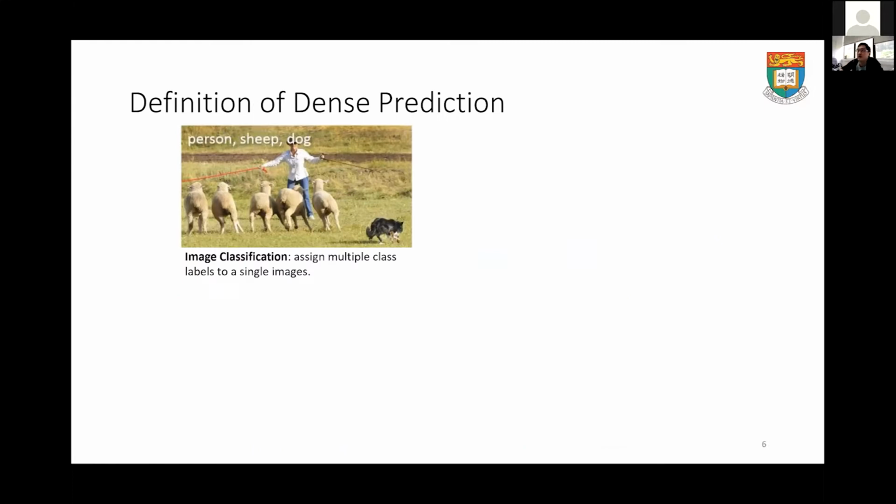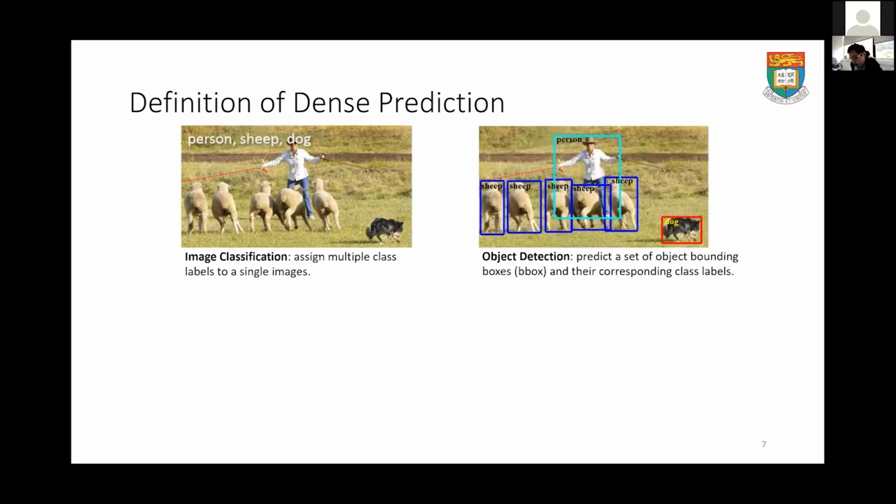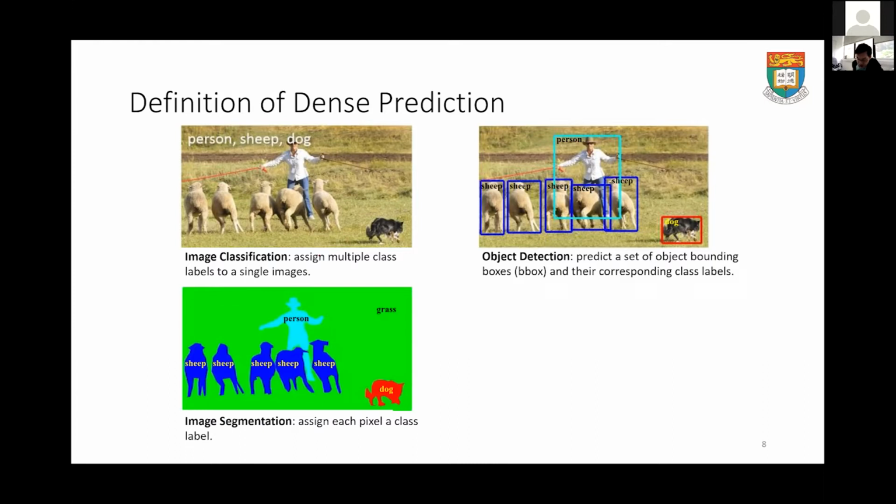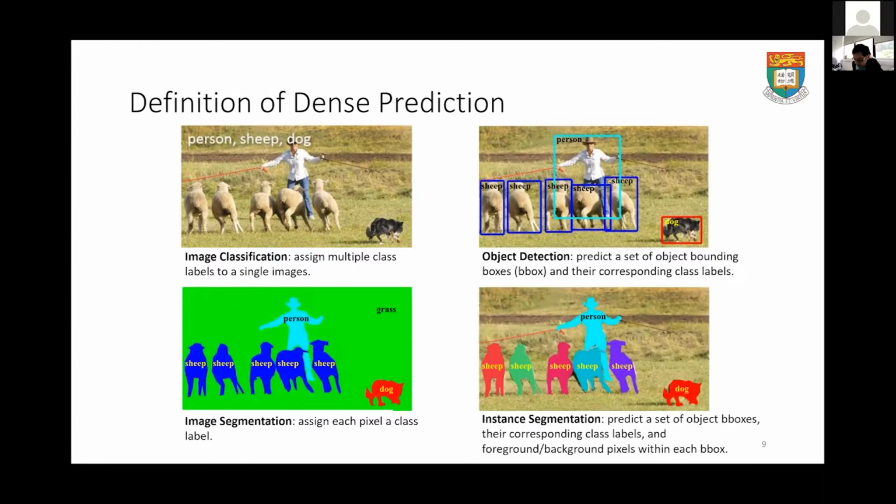Okay, here is the definition of dense prediction, which involves all the basic fundamental tasks of computer vision. For example, image classification, which is to assign multiple category labels to a single image, say in this example, person, sheep, and dog. And this is about object detection, which is to predict a set of object bounding boxes and the category label for each bounding box. And here we have image segmentation, which is to assign each pixel a class label. And instance segmentation, which is to predict a set of object bounding boxes and their corresponding class labels, and also the foreground and background pixels within each bounding box, so you can imagine that instance segmentation is the combination of object detection and image segmentation.